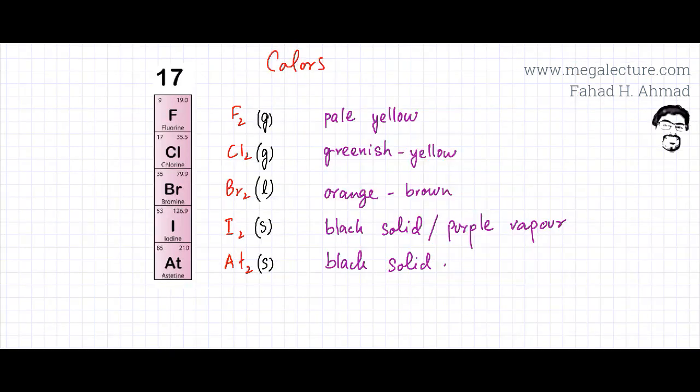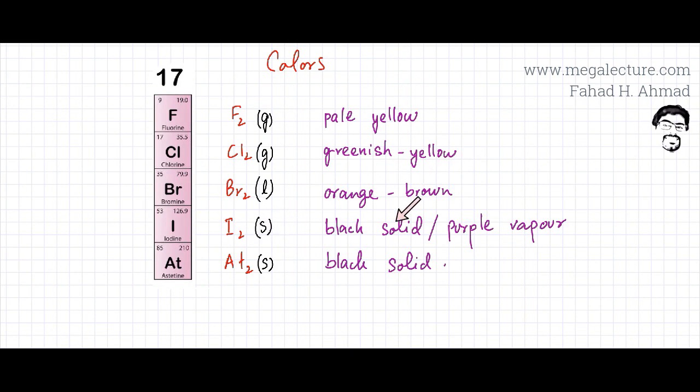Something you need to remember about group 17 is their colors. Fluorine is very pale yellow. It's almost colorless. It's a gas, but a very, very pale yellow gas. Chlorine is greenish yellow in color, so it's a greenish yellow gas. Bromine, on the other hand, is orange-brown. Sometimes it's also called red-brown. It's an orange-brown liquid.